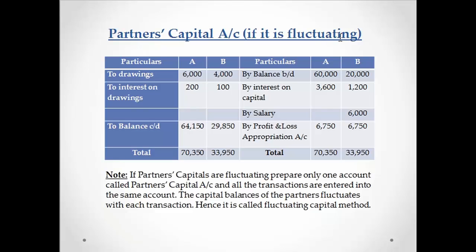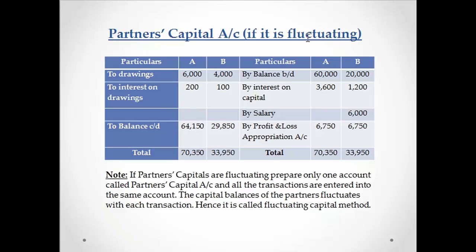Okay, last step: separate totals should be taken for A and B, please. The same total should be written on the opposite side also. The difference amount should be taken, and the difference amount in a partner's capital account is always to balance carried down, and the closing balances of capitals are calculated separately for A and B like this. And this is called my partner's capital account if the capitals are fluctuating.